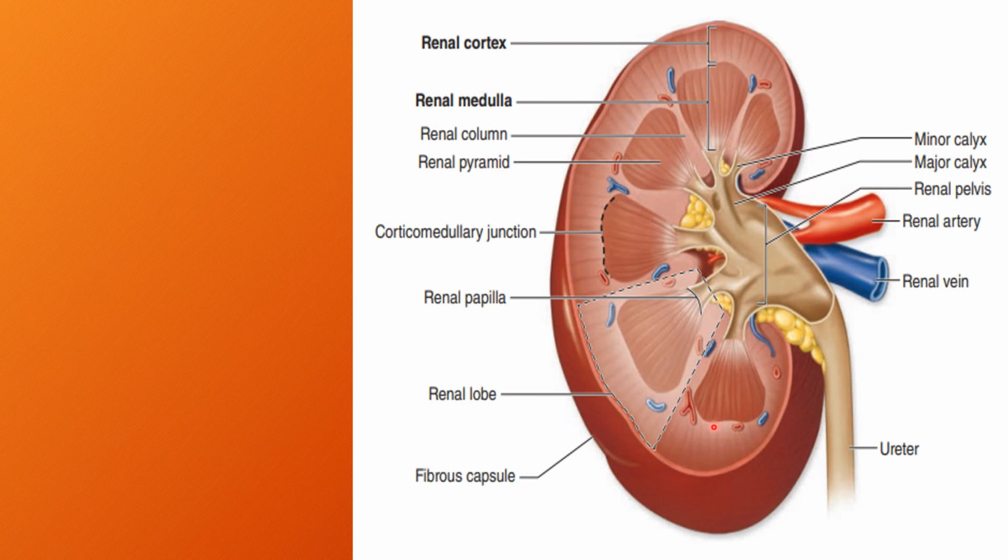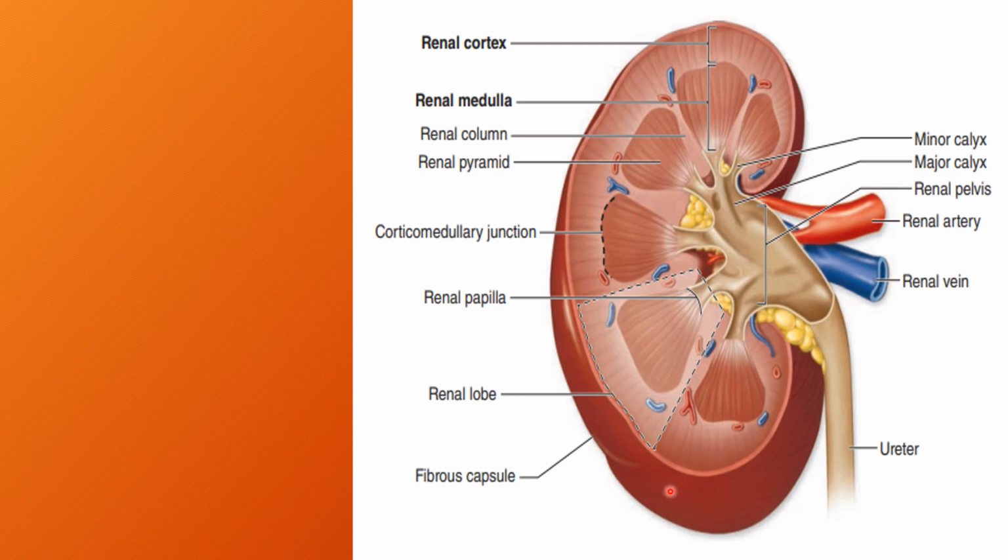As you can see in this image, the kidney divides into the renal cortex and the renal medulla. In the renal medulla there is a renal column, and the renal pyramid. This is the corticomedullary junction in between the cortex and the medulla. This is the renal papilla. This is the renal lobe, as it contains the pyramid, the renal column and the cortex.